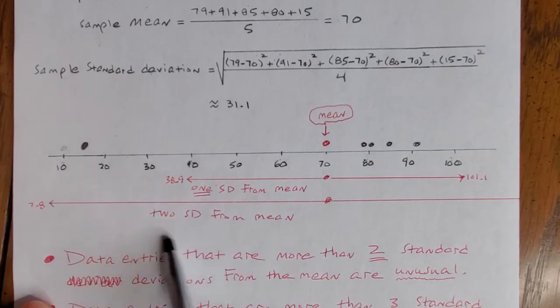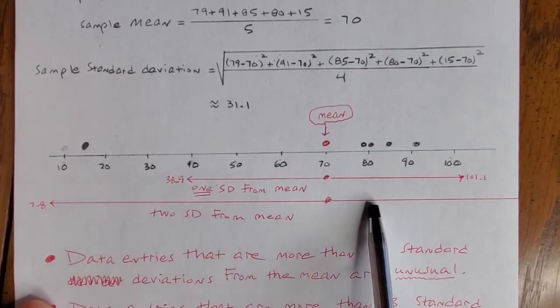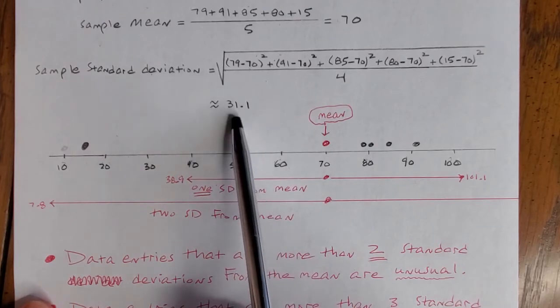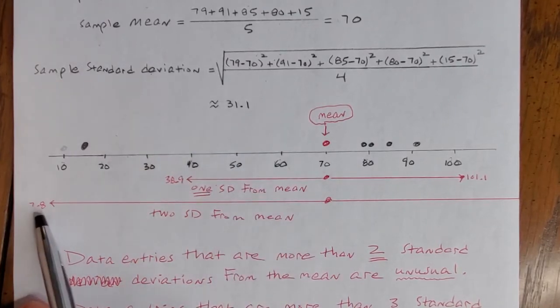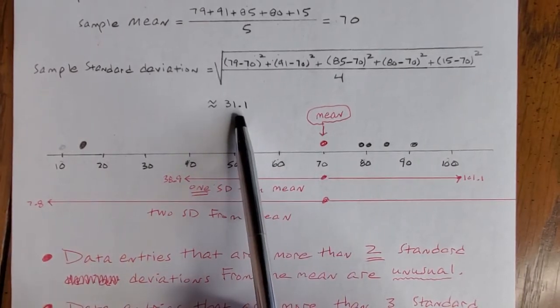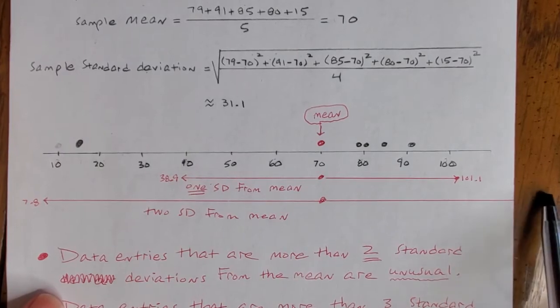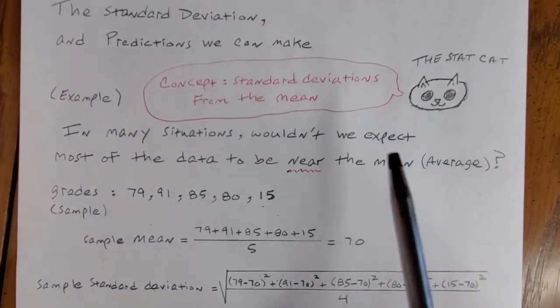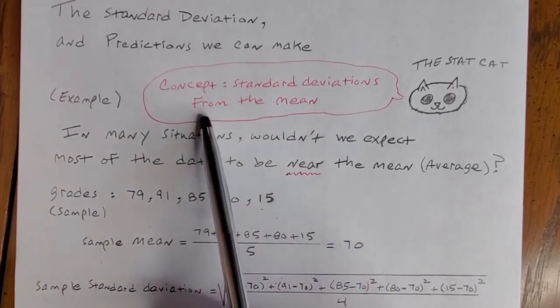Two standard deviations from the mean, that would be even wider, right? I'd have to take 70 and subtract 2 times 31.1. That would put me down here at a score of 7.8, okay? And if I took 70 and added 2 times 31.1, that would put me off the chart, all right? But that's what I'm saying when I talk about standard deviations from the mean.